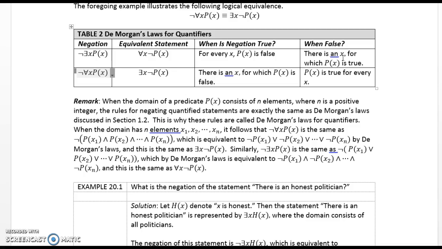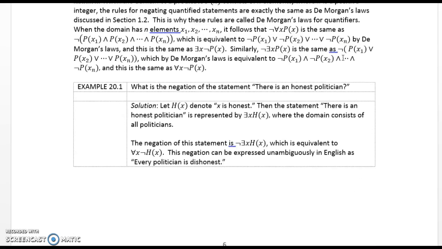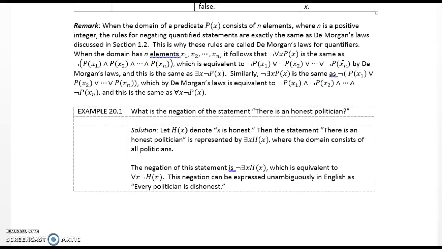Now consider the second row where we find the complement of for all x, P of x. The equivalent statement is there exists x, the complement of P of x. There is an x for which P of x is false. That's when the negation is true. When is it false? When P of x is true for every x. Remark. When the domain of a predicate P of x consists of n elements, where n is a positive integer, the rules for negating quantified statements are exactly the same as De Morgan's laws discussed in section 1.2.